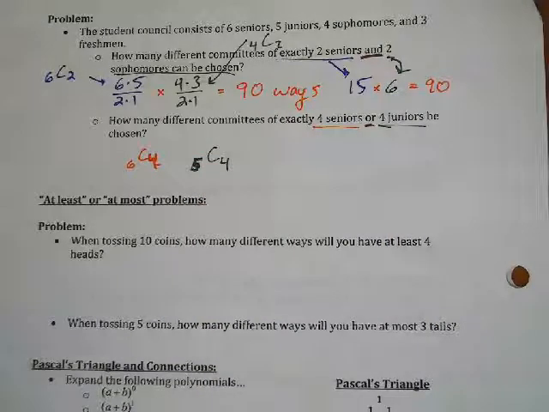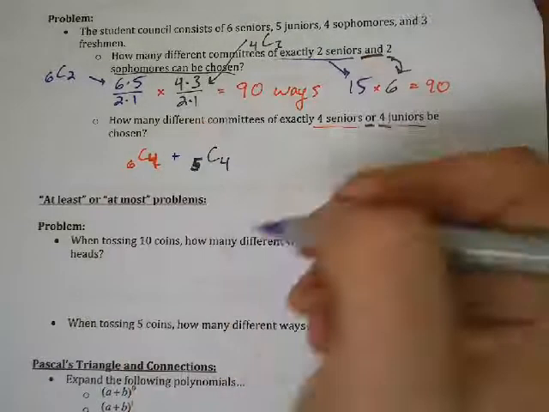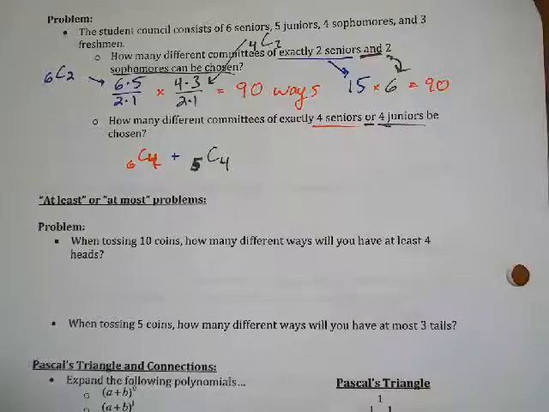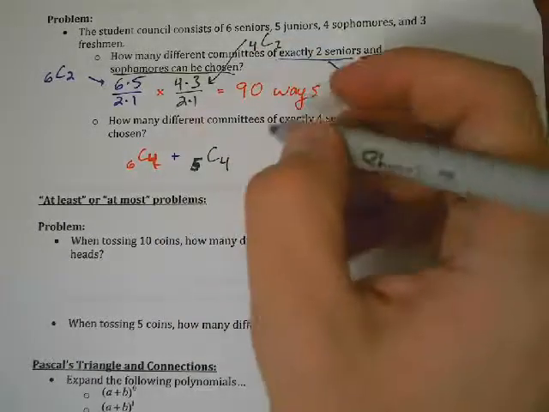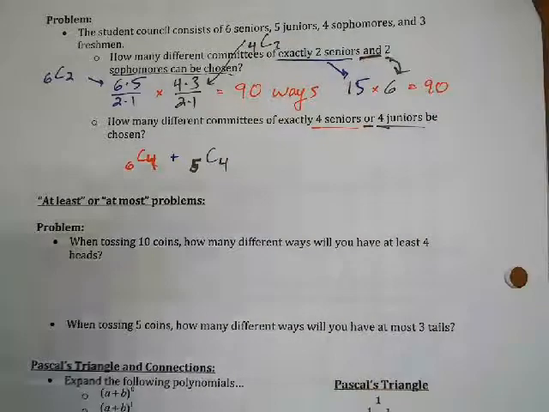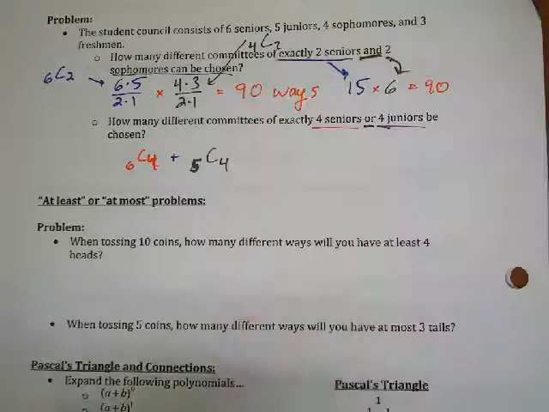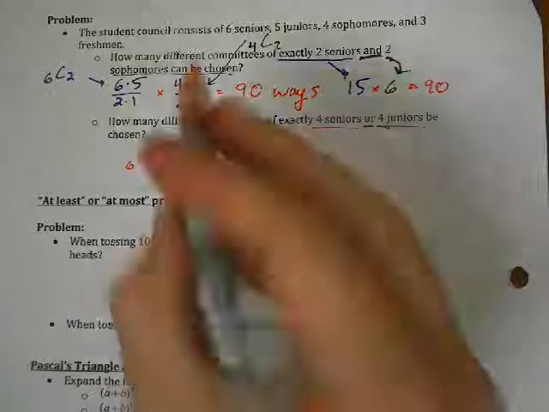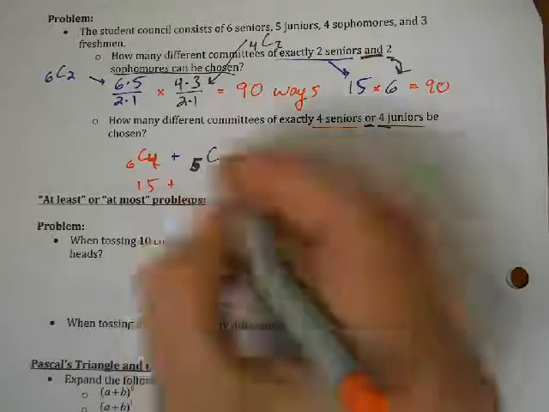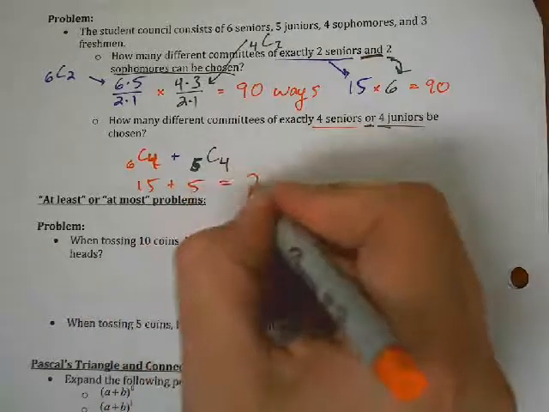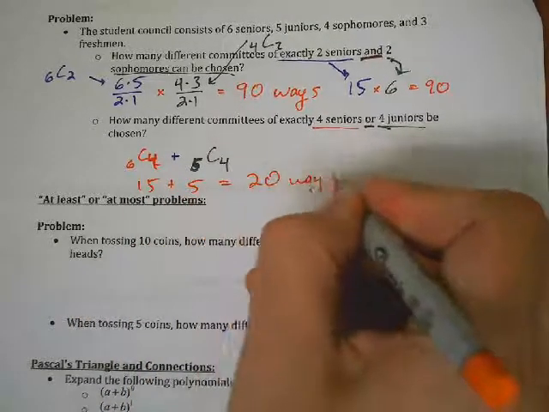And because we're doing one or the other, we add those total results together. And so I believe 6C4 is 15. 5C4 is 5. So there are a total of 20 ways to do that.